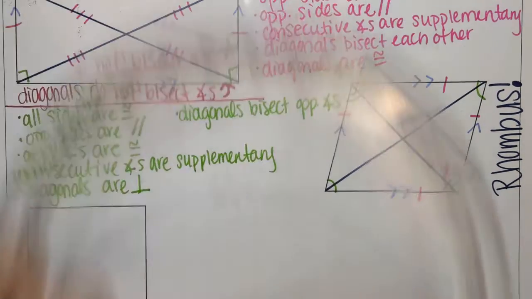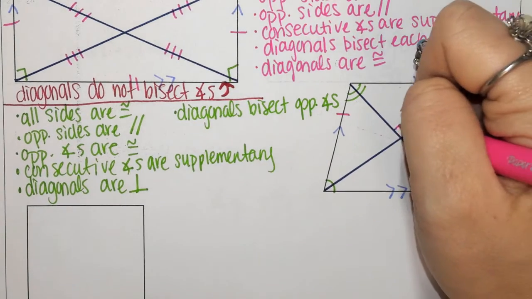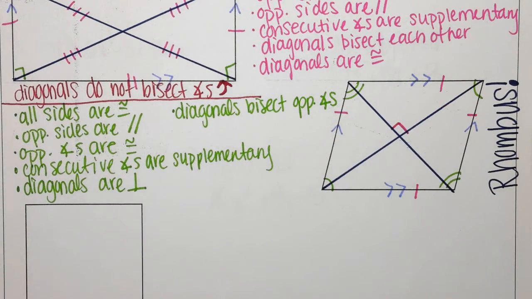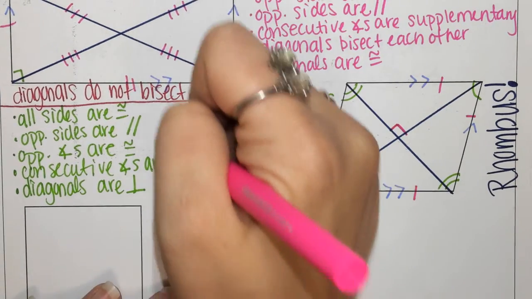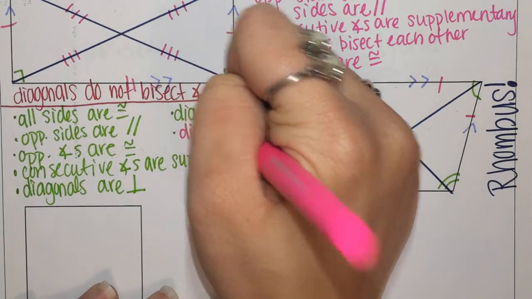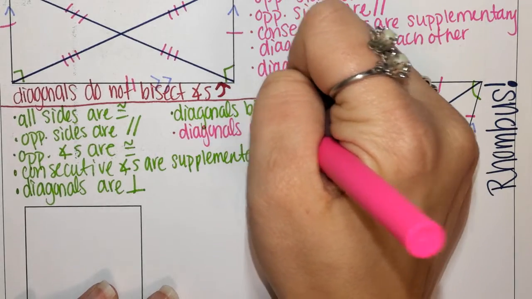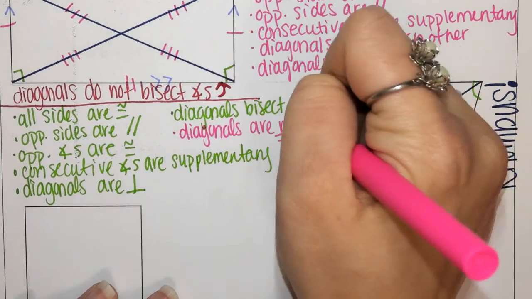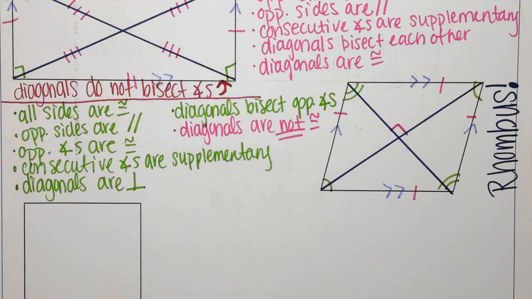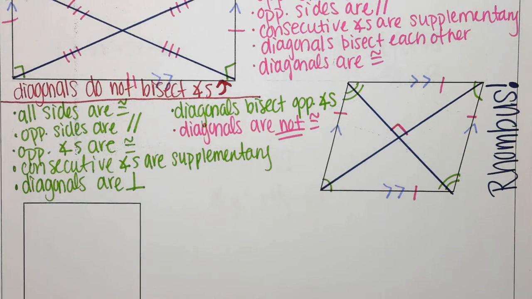Are the diagonals congruent on a rhombus? No. Remember, we had to change that on our notes. Diagonals are not congruent on a rhombus. Write it in a different color. They're not congruent, but they do still bisect each other. So not only do they bisect opposite angles, they also bisect each other.